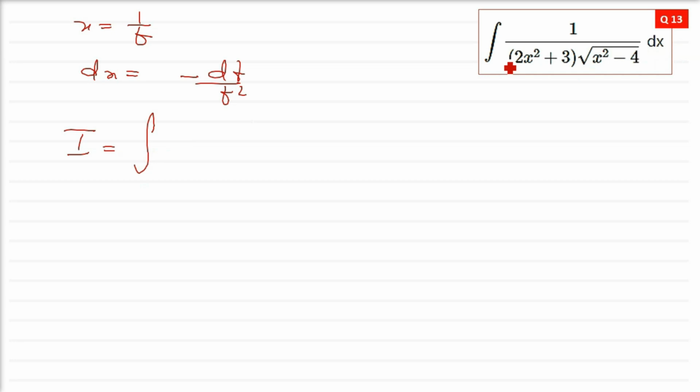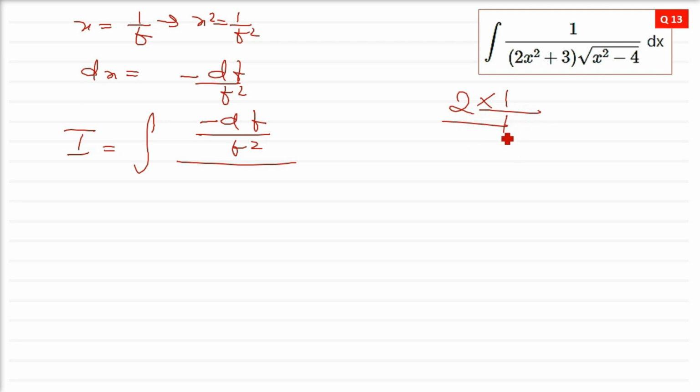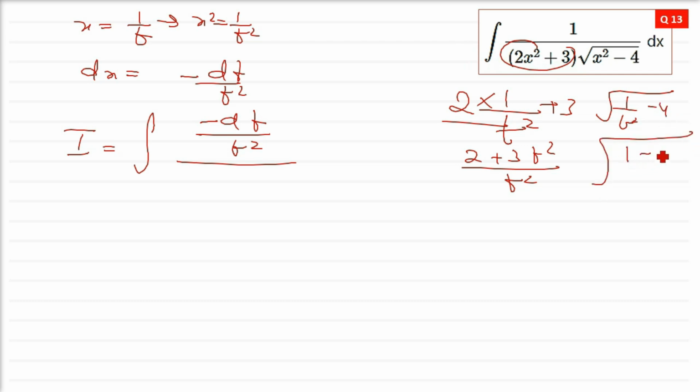This integration will become in terms of t, negative dt by t square for dx, 2x square plus 3. So 2x square, x square will be 1 by t square from here. So 2 into 1 by t square here, and plus 3. So just solve it, 2 plus 3t square by t square. So this one is done. Coming to the next part, under root x square minus 4, 1 by t square minus 4. This will become 1 minus 4t square divided by t square.